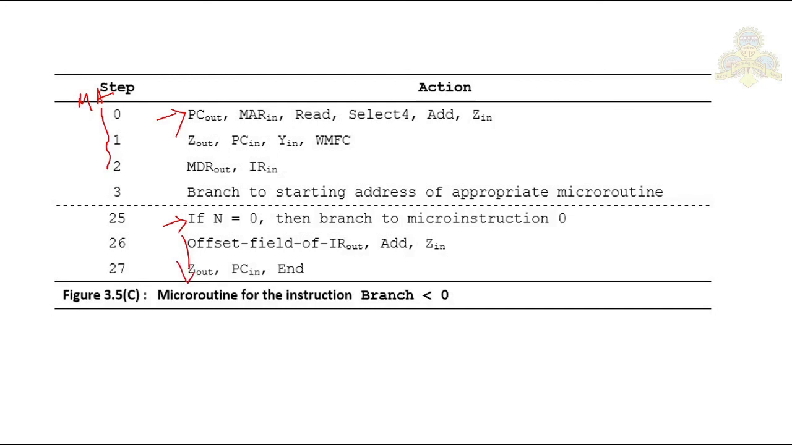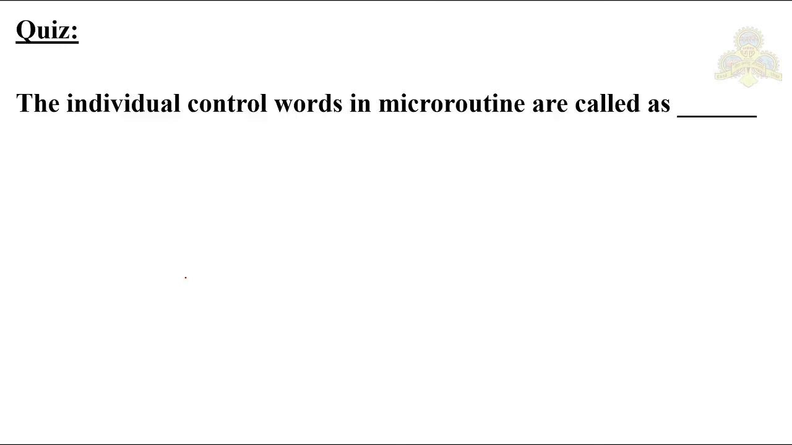Next, we have a quiz. The individual control words in a micro routine are called dash.